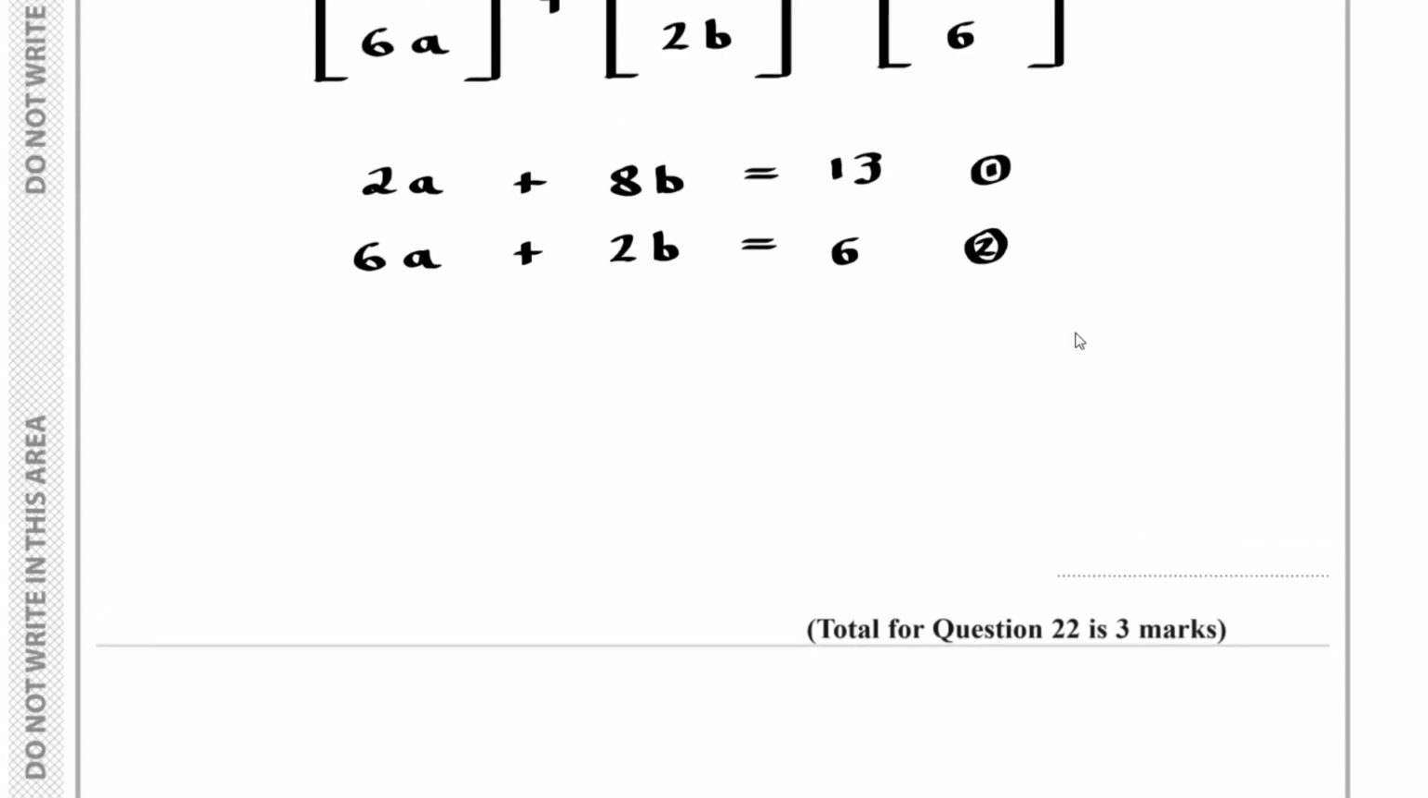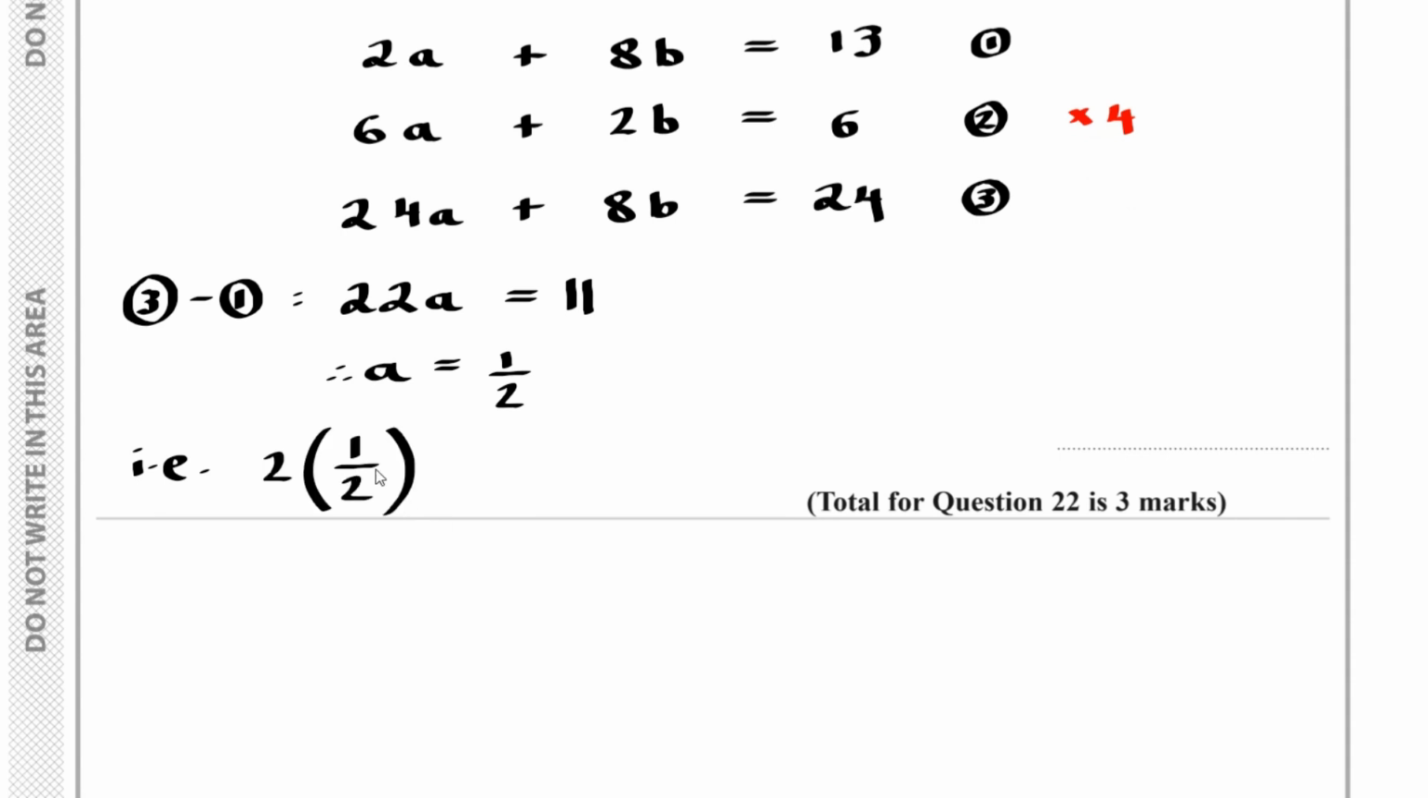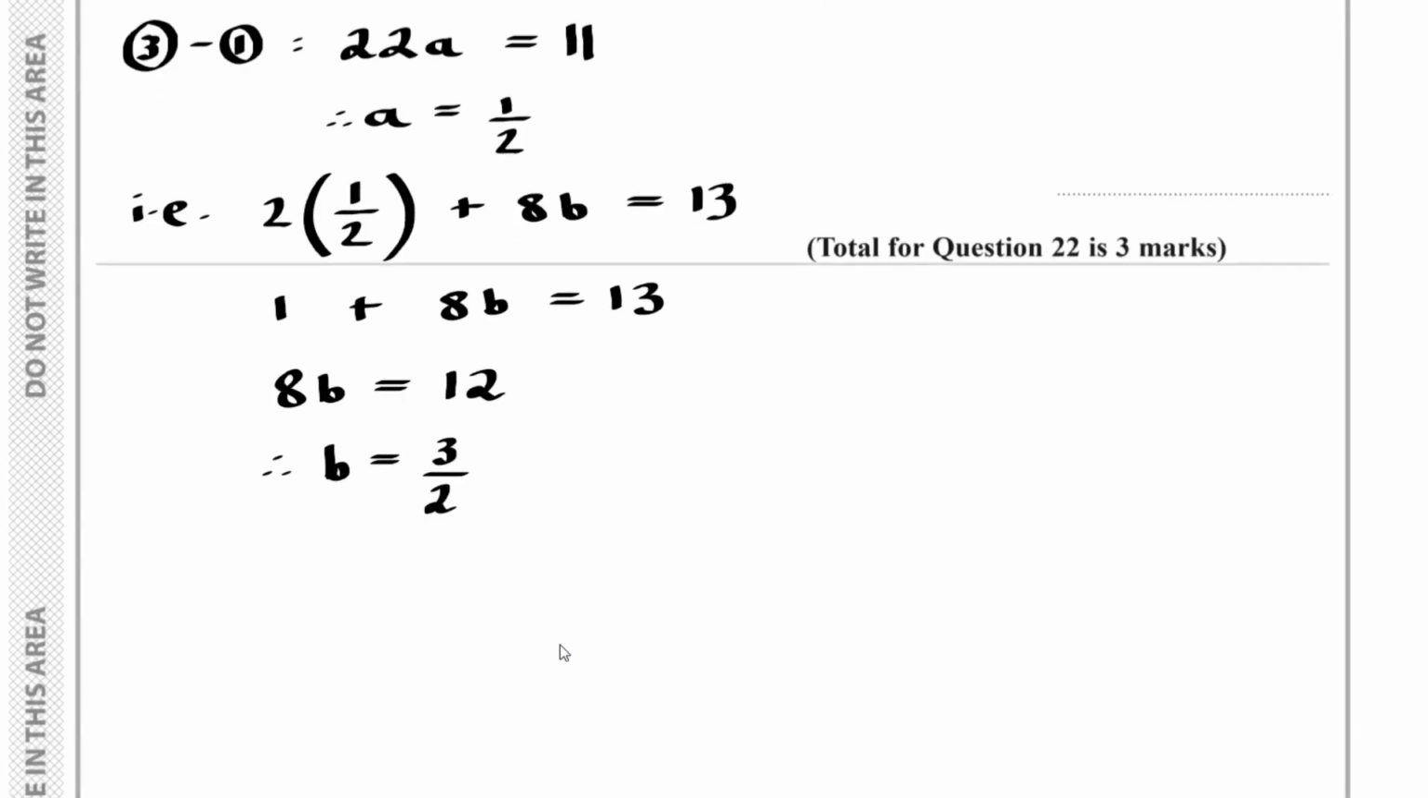Now what I'm going to do with equation 2 is multiply it by 4 to get the b's the same. So I've got 6a times 4, which is 24a, 2b times 4, which is 8b, and 6 times 4, which is 24. Call this equation 3. And if I do 3 subtract 1, that means the b's will cancel. So 24a subtract 2a is 22a, 24 subtract 13 is 11, so 22a is 11, which means a is a half. Let's substitute this back into equation 1. So we've got 2 times a half plus 8b equals 13. 2 times a half is 1, so I've got 1 plus 8b equals 13. So 8b is 12, which means b is equal to 3 over 2. So if I multiply a by 3, I get b, which means b is equal to 3a.